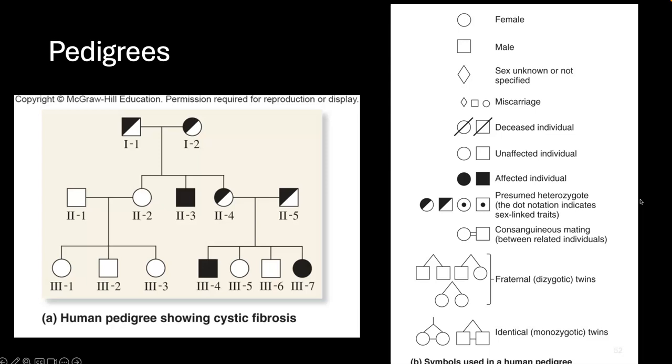Our biggest clue here is actually what we don't see. In dominant inheritance, every affected offspring has at least one affected parent. This is not observed for this pedigree here on the slide, and thus rules out dominant inheritance of cystic fibrosis in favor of recessive inheritance for this disease.